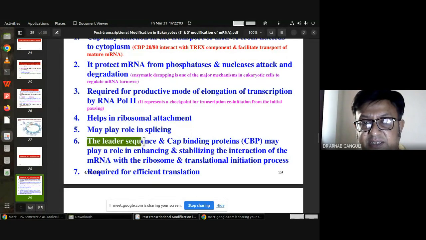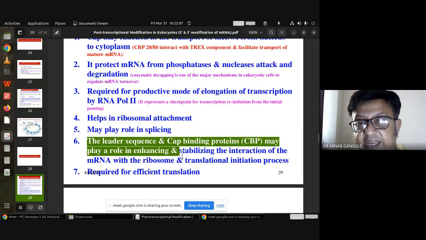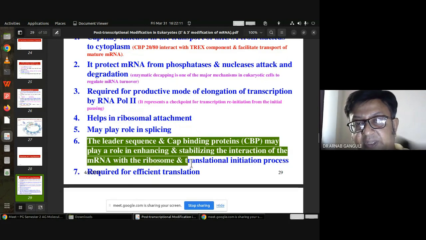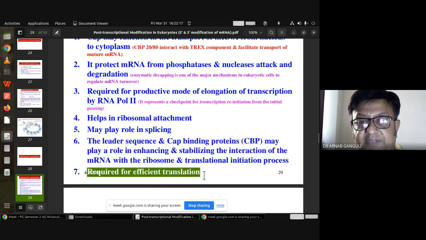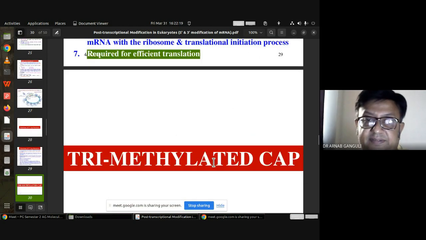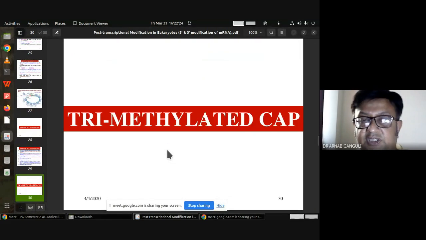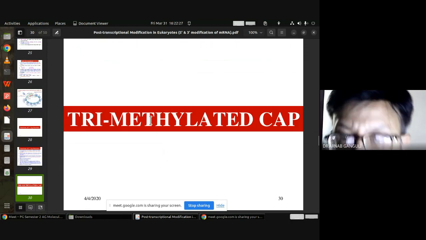The leader sequence and cap binding protein CBP may play a role in enhancing and stabilizing the interaction of the mRNA with the ribosome and translation initiation process. It is required for efficient translation. So this we will do in the next day's class. That is tomorrow.